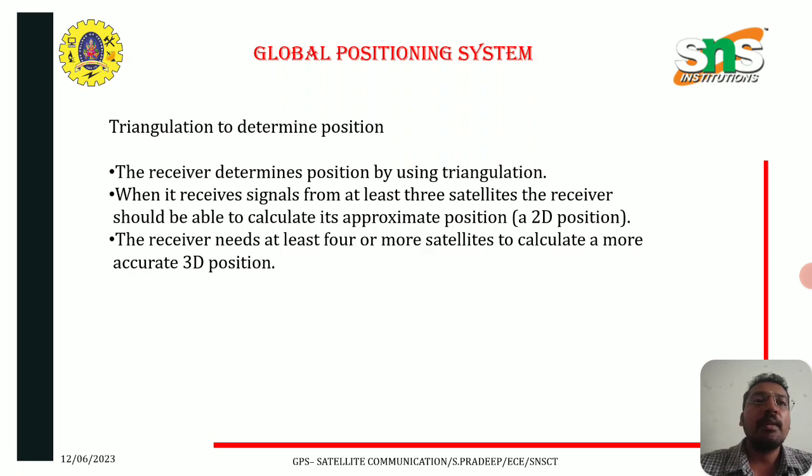In this, the receiver determines position by using triangulation. When it receives signals from at least 3 satellites, the receiver should be able to calculate its approximate position, that is a 2D position. The receiver needs at least 4 or more satellites to calculate a more accurate 3D position.